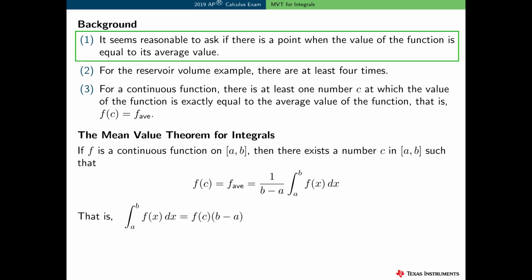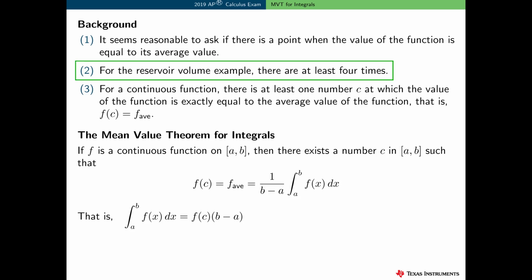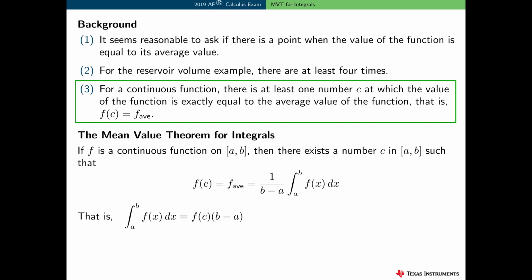Now it seems reasonable to ask if there is some point in the interval where the value of the function is exactly equal to its average value. If you peek back at the opening reservoir example, it appears that there are at least 4 places or times at which this occurs. So it turns out that for a continuous function, there is at least one number c at which the value of the function is exactly equal to the average value of the function. That is, f of c is equal to f sub average.